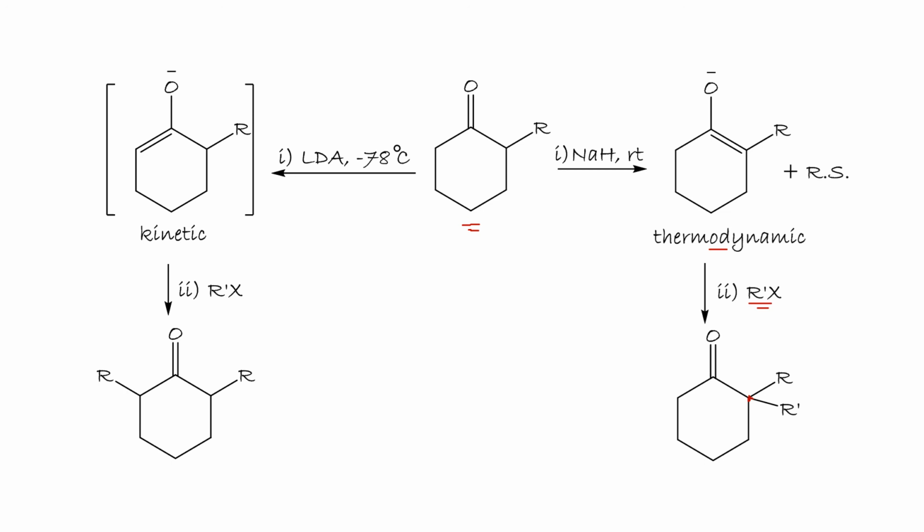Using LDA as a base at minus 78, we get the kinetic enolate, which is active here. So when we add R prime X, we get this product.